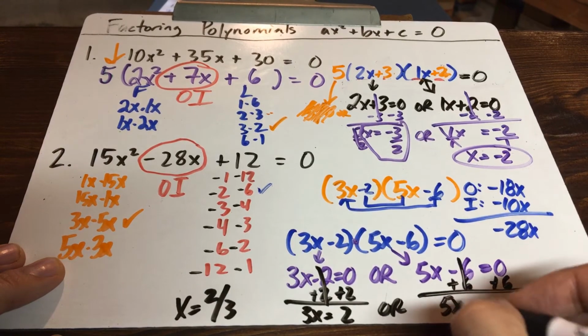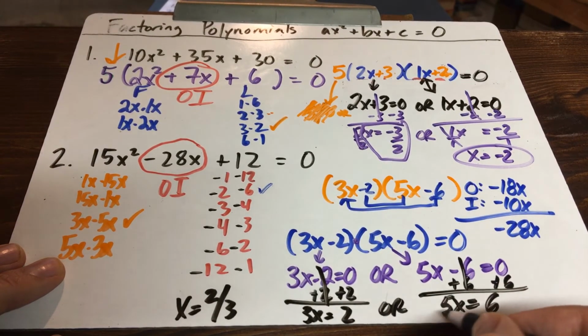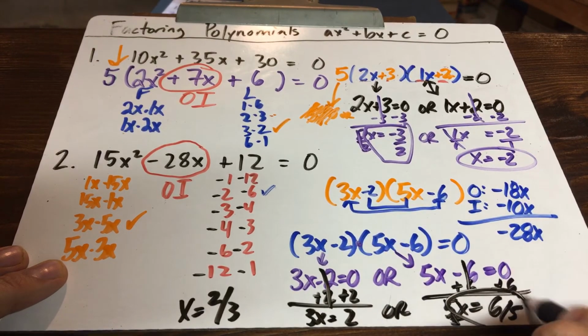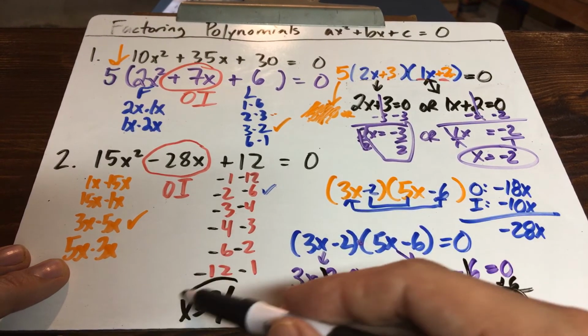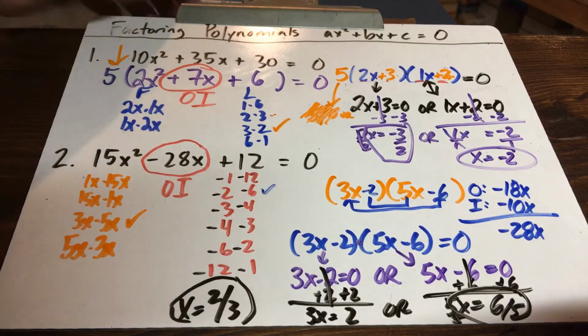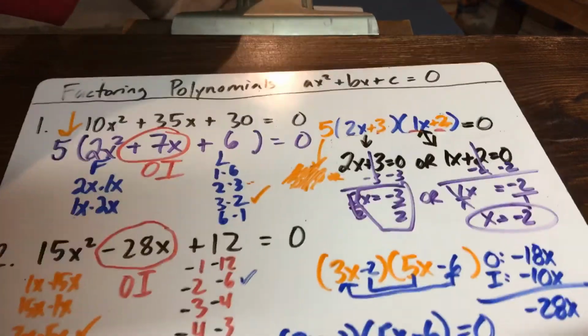You would get 5x equals 6. And then I'm out of space, but I would have to divide by 5. I would divide by 5, and you would get 6 over 5 or 2/3. Okay, that's a lot of work, isn't it? And look, I got it right on the first guess. Just imagine if you had to go through all these guesses. Holy cow, you can see how these can get frustrating.